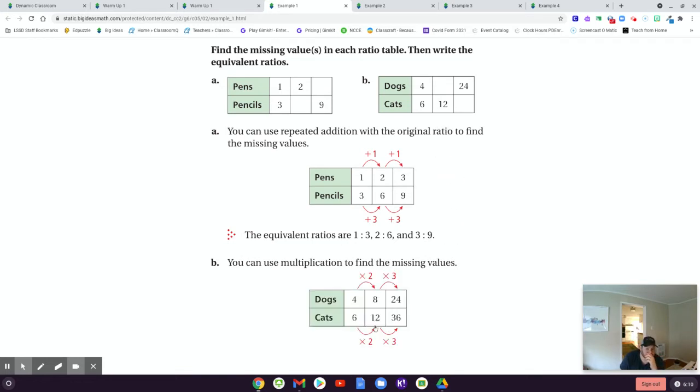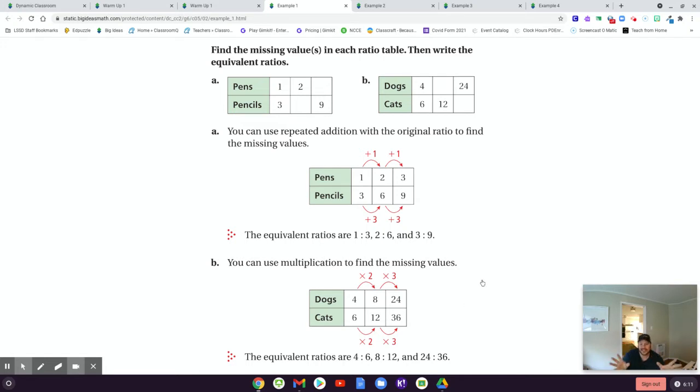To go from 6 cats to 12 cats, you're doubling it. So don't think of addition. Don't think of subtraction. It's multiplication for these ones. So 6 times 2 is 12. 4 times 2 is 8. Now to go from 4 dogs to 24 dogs, you're multiplying that by 6, which means you're going to do 6 cats times 6 to get that 36 that's missing in the table.